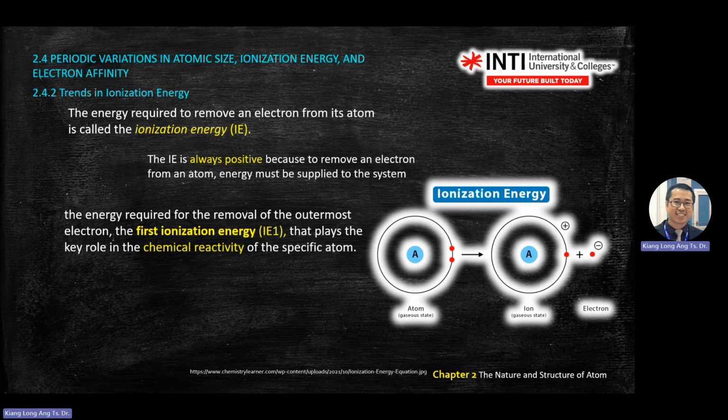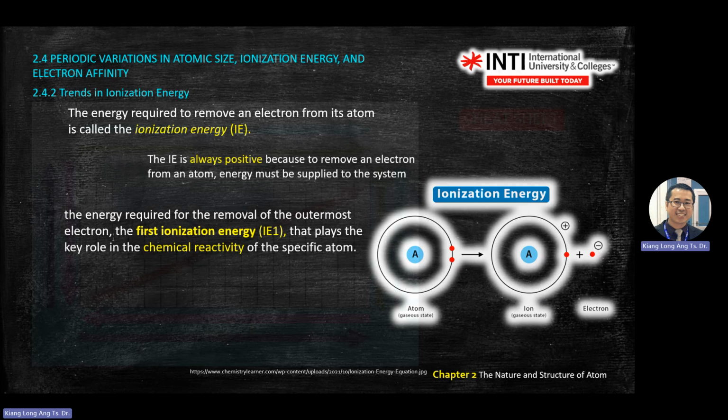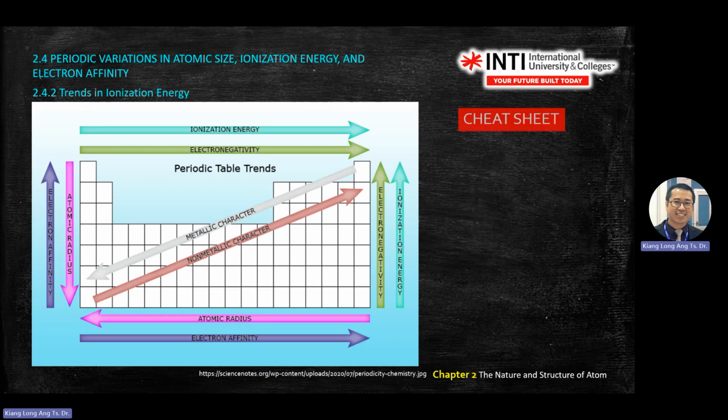This just shows you, this one has 2 electrons. It gives away 1, so there is an ionization energy there. Okay. So this is also a cheat code to memorize the trend of ionization energy. If you move from left to right, it will be increasing. It will be harder and harder to remove an electron.